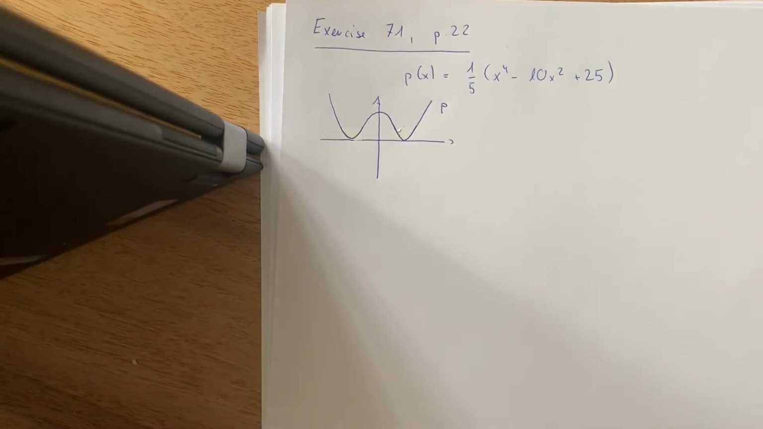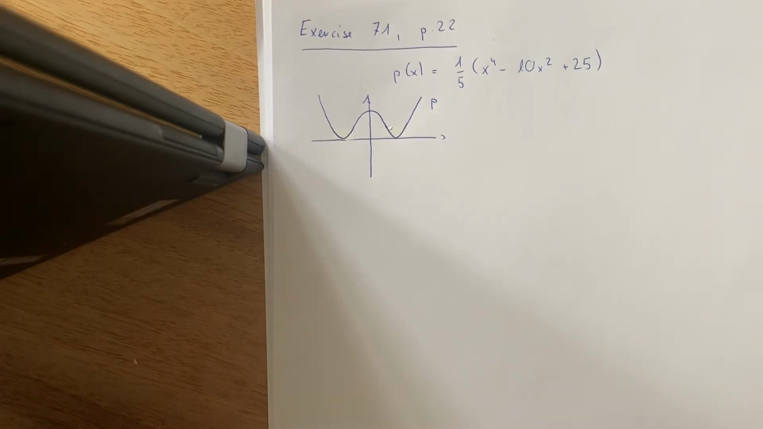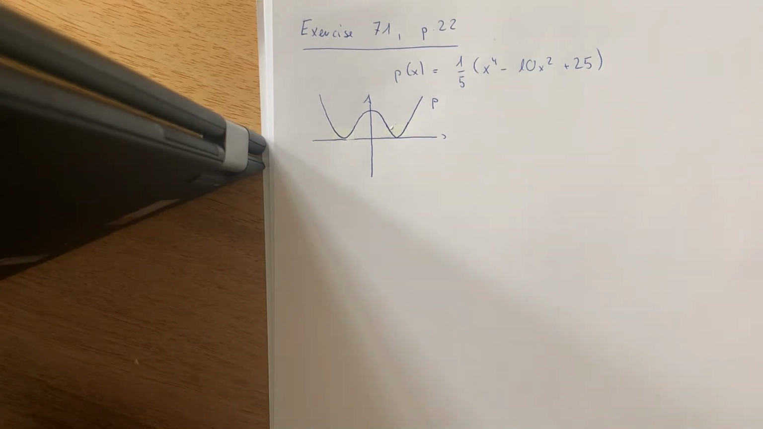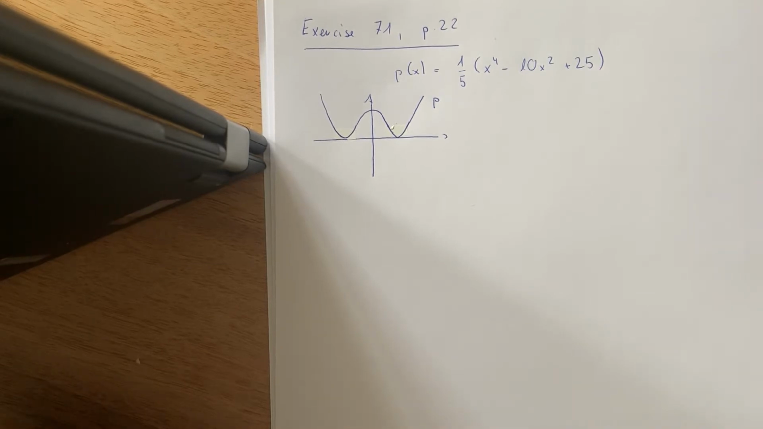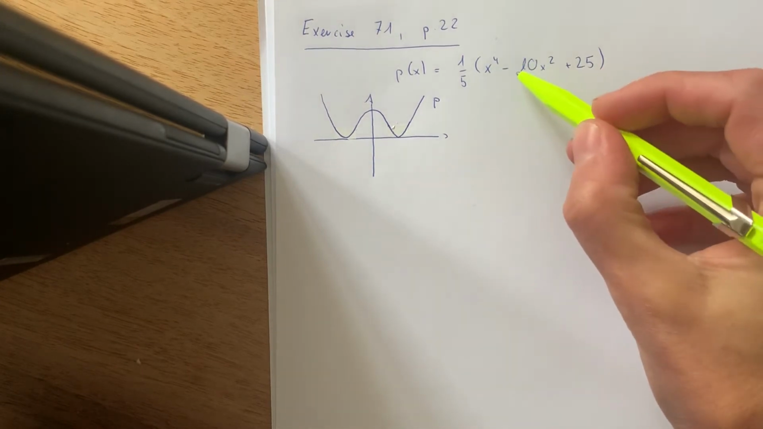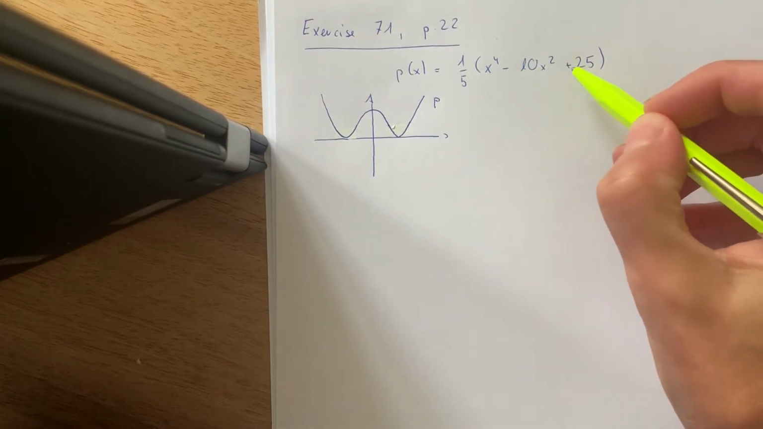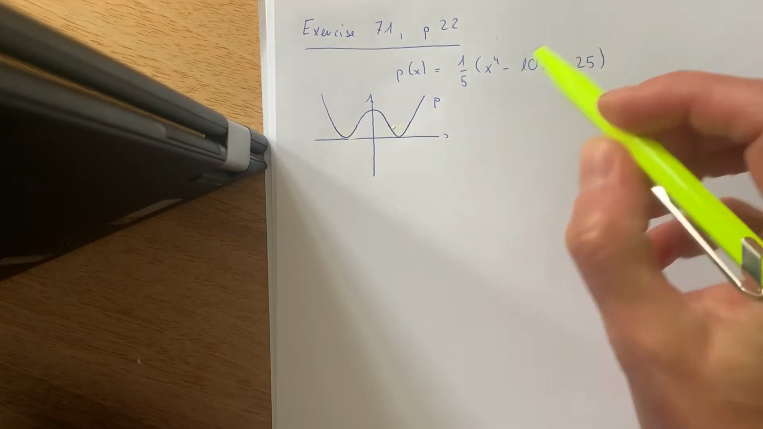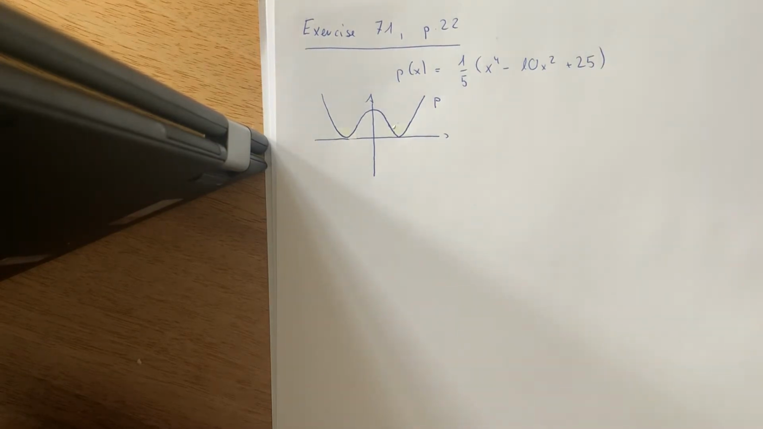Okay, so in this video I'm going to consider exercise 71, which is to be found on page 22. Let's read the exercise. We consider a polynomial with equation y equals 1/5 (x to the power of 4 minus 2 times x squared plus 25). Here you see a picture of the graph of that polynomial.